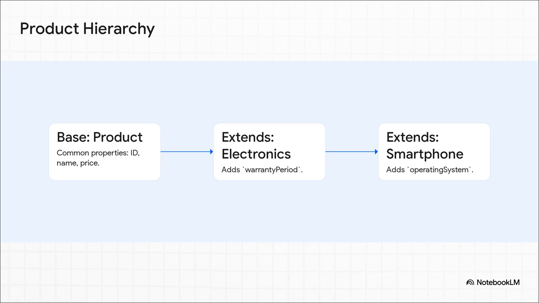Simple enough. From there, we create a more specific child class, Electronics, which extends Product and adds a new property, warranty period. And finally, we can get even more specialized with a Smartphone class, which extends Electronics and adds its operating system. See, this is a perfect real-world example of multi-level inheritance in action.